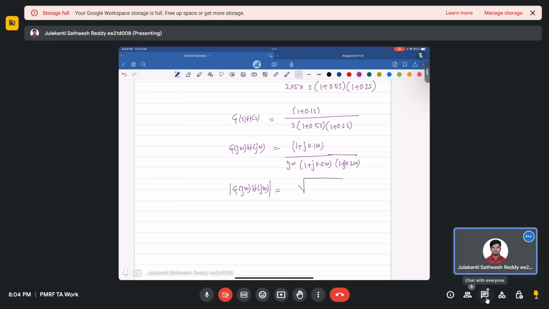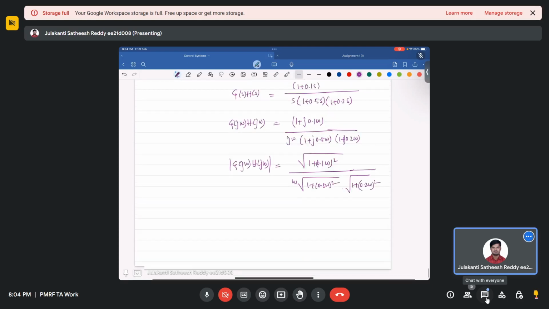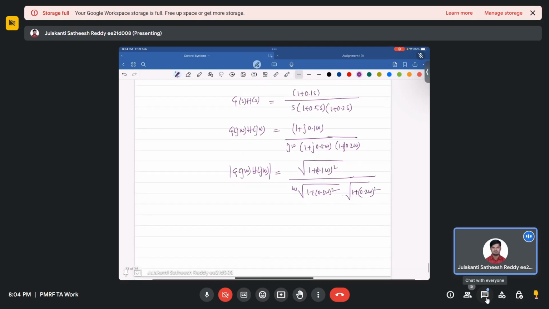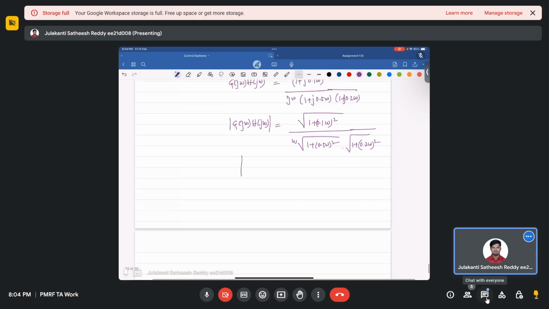So what does it become? 1 plus 0.1 omega square, omega, 1 plus 0.5 omega square, 1 plus 0.2 omega square. Now we need to work out exactly what the corner frequencies are. This is just an approximated plot, right? Normally we draw this plot with a log omega scale, and the magnitude is in dB, so it is a semi-log scale.